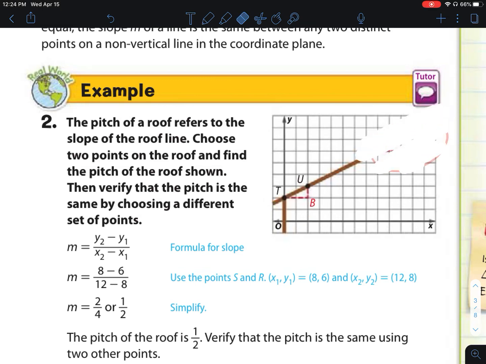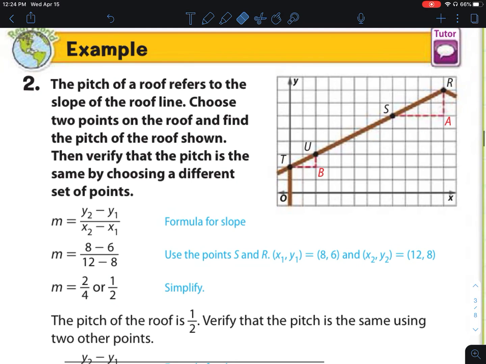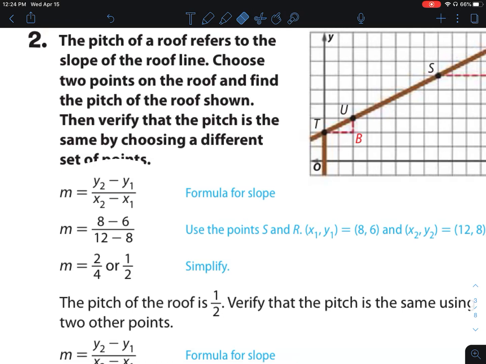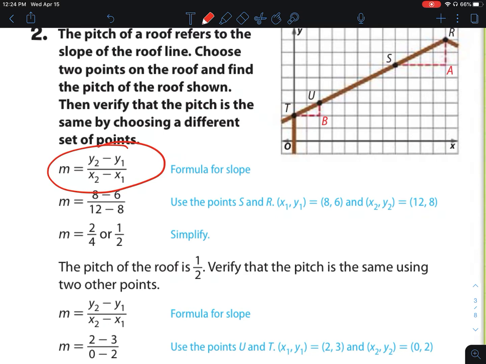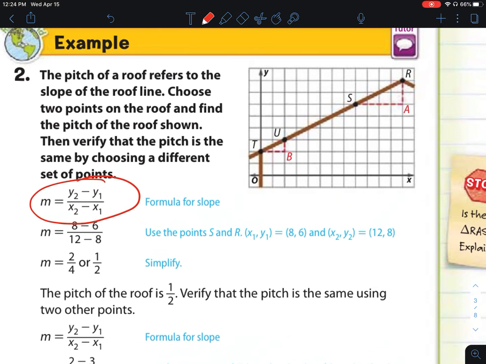Okay? Now let's go through this. So we want to find the slope of that line. The pitch of a roof refers to the slope of the roof line. Choose 2 points on the roof and find the pitch of the roof shown. Then verify that the pitch is the same by choosing a different set of points. So again, the formula for slope, you remember this, is y2 minus y1 over x2 minus x1. We use point S, which is this one, and point R, which is that one.